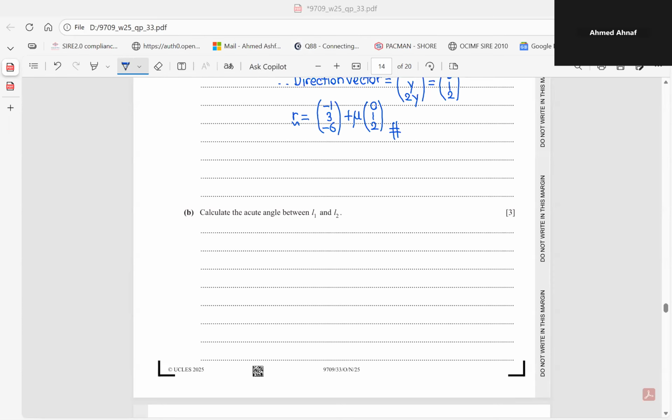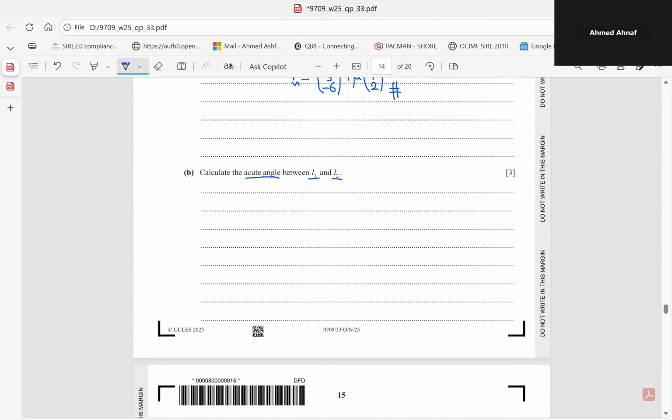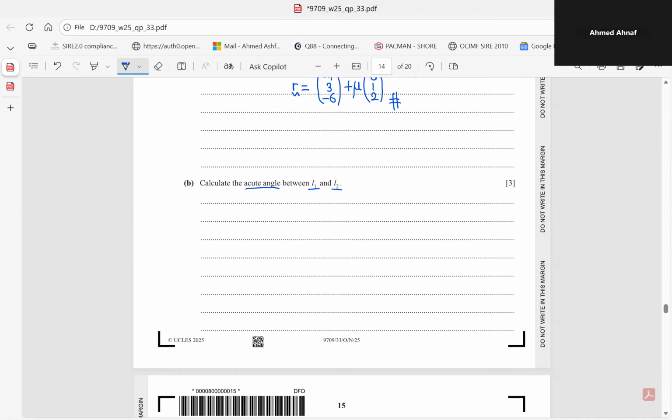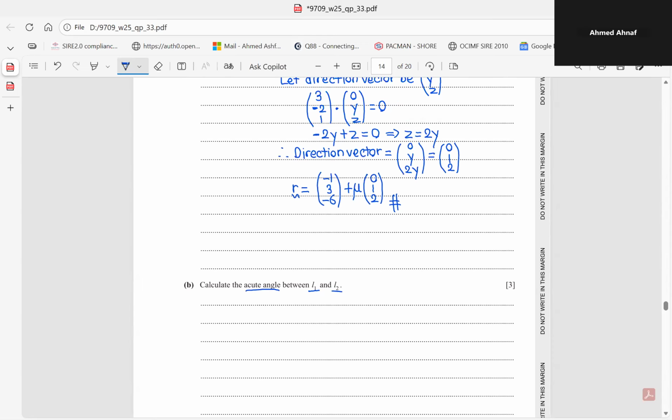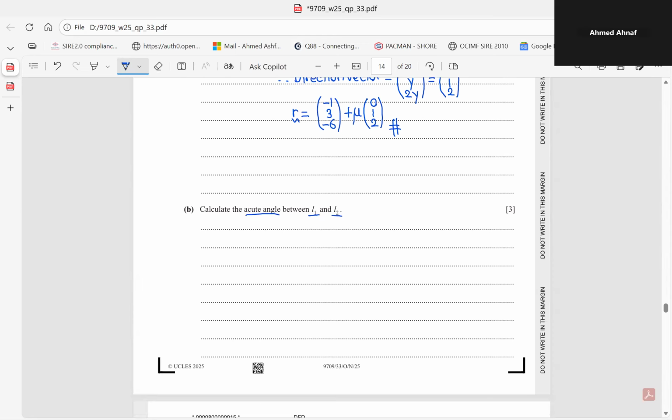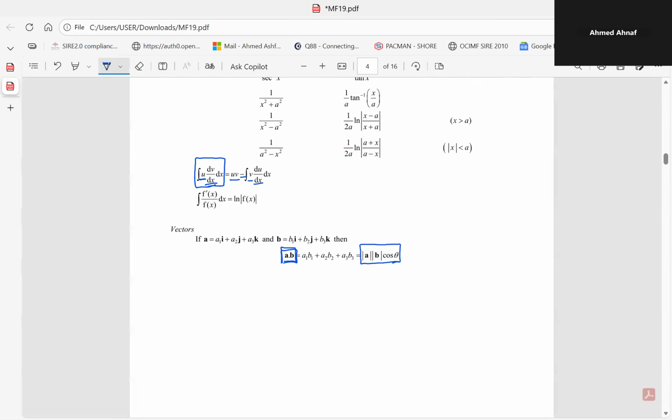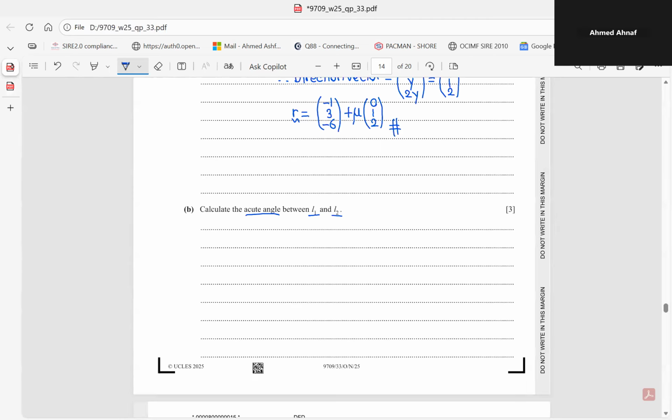Okay, so for this second part, we are told to calculate the acute angle between L1 and L2. To do that, we have to use our scalar product, all right? We would only use the direction vectors for L1 and L2. So our scalar product here states that A dot B is equal to the modulus of A, which is the length of A, times the length of B times cosine theta, where theta is the angle between them.